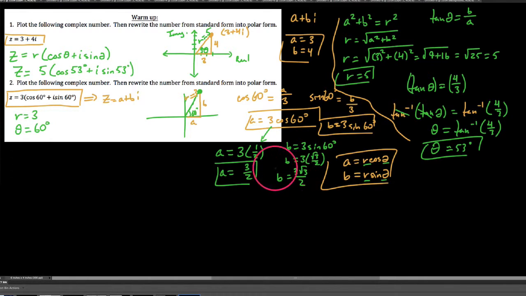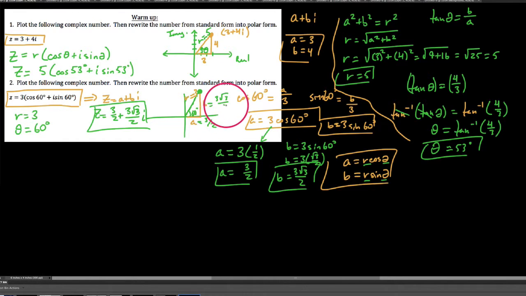So to be exact about this here, we would say that our complex number in standard form or rectangular form would be a, which is 3 halves, plus b, which is 3 root 3 halves, i, and I'll put my i over here. But this would be our standard form or rectangular form number. And we could see how if this were 1.5 and this was 3 times root 3 over 2, that would make reasonable sense that we'd have a 60 here and a 3 as our r value there.